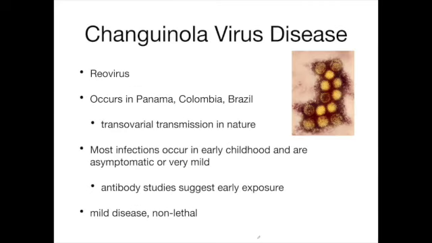The Changuinola virus is a reovirus. Reovirus is the family. It's found in Brazil, Panama, Colombia, and it's called transovarial transmission. So it's transmitted usually through the eggs or larvae. Most infections occur in young children. They're pretty asymptomatic. It's a very mild disease, non-lethal, and most of the time people don't even know that they have it.